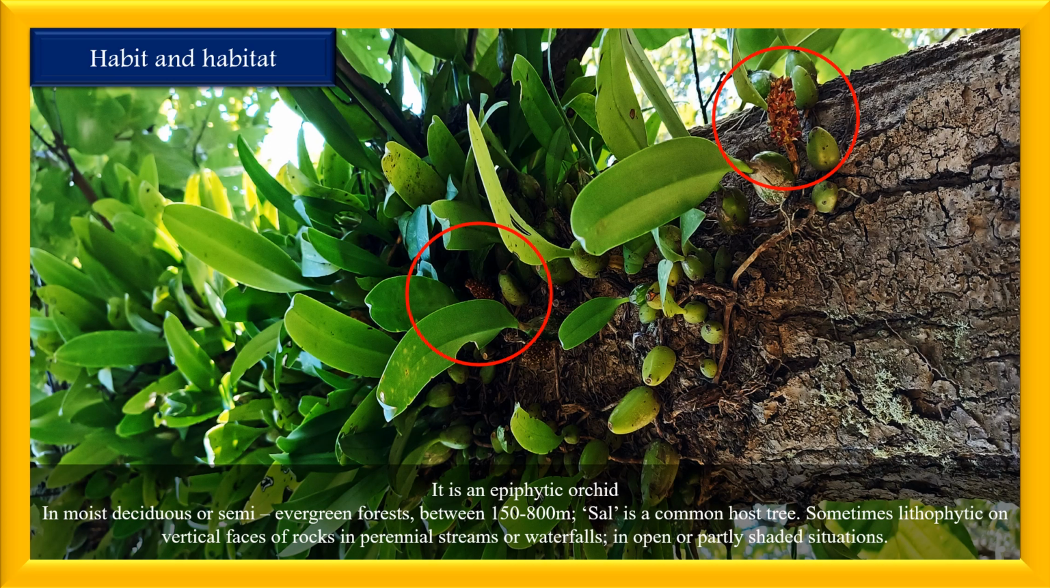Then comes the habitat. As you can see, it is an epiphytic orchid. You will mostly see this Bulbophyllum as an epiphyte, and it is mostly found in moist deciduous to semi-evergreen forest. The host plant we mostly see in the forest is sal, Shorea robusta. At some times we also see them on rocks, but they may be different species. Particularly we see Bulbophyllum crassipes in sal dominated forest.